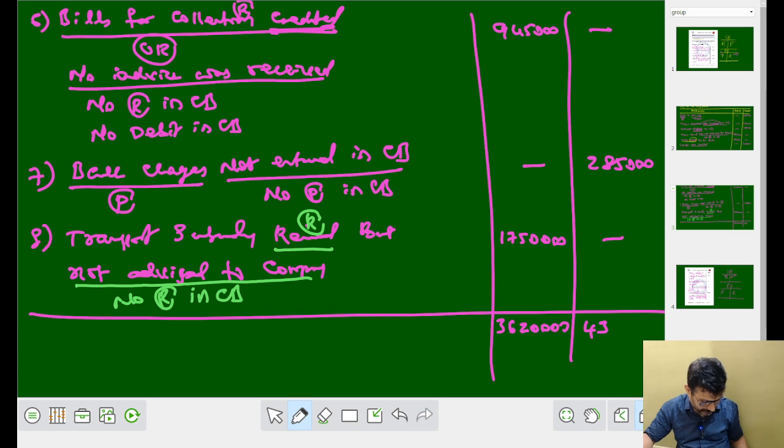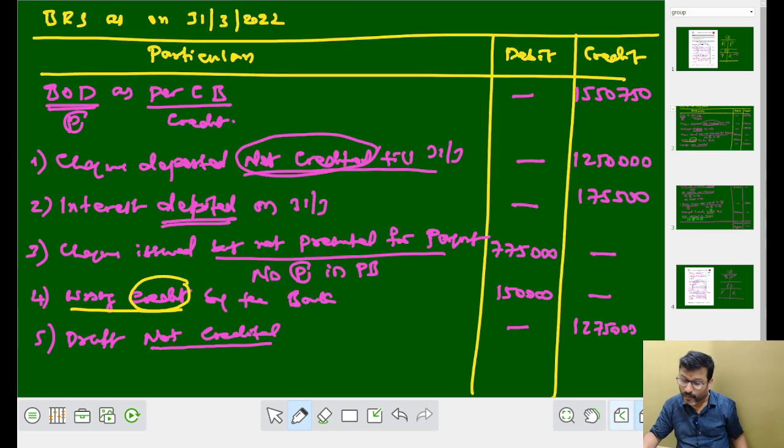43 lakh, 45 lakh, 45 lakh 36,250. Now what side is less? Debit side is less by how much? It is 9 lakh 16,250. 9 lakh 16,250. What do I have to write?